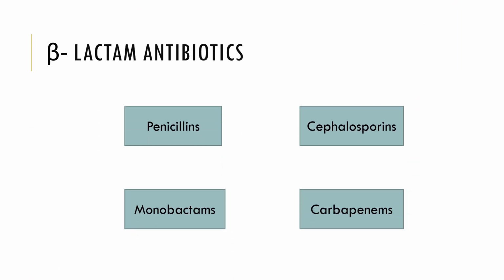So then let's start with the beta-lactam antibiotics. In beta-lactam antibiotics, there are four kinds of antibiotics. First is the penicillin, second is the cephalosporins, then there are monobactams and carbapenems. So these are the four important types of beta-lactam antibiotics. Today we are going to see the penicillins.